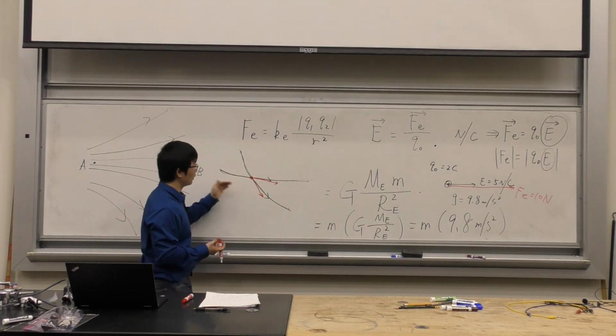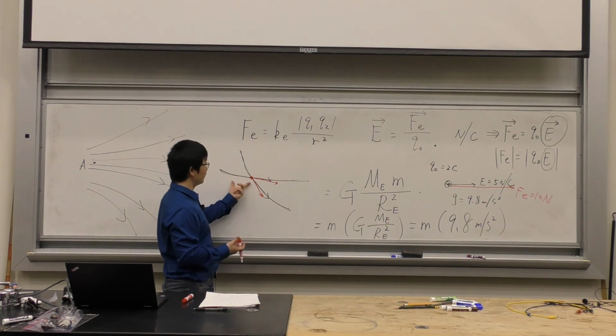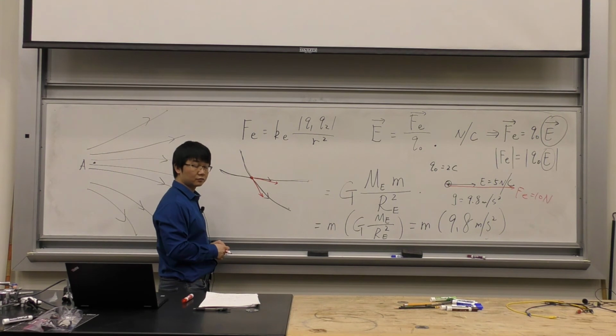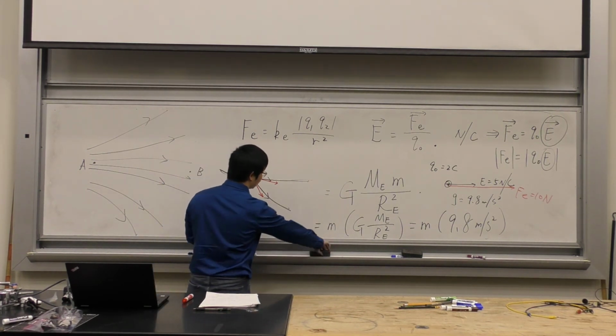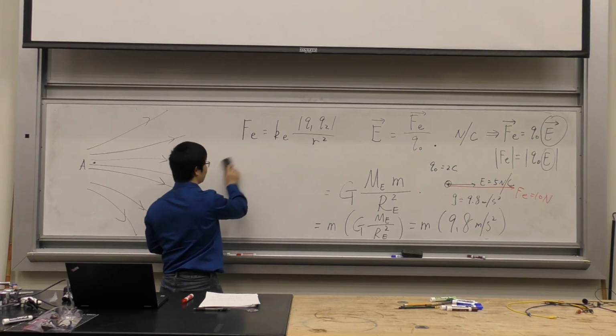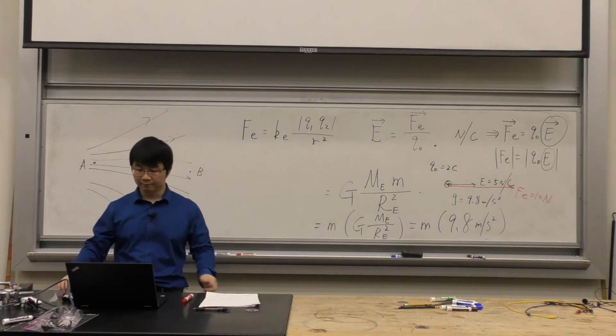But if you draw these two electric field lines crossing each other, then you can't determine which one is the actual direction of the electric field right at this point, right? So you can never draw that. You should never draw two electric field lines crossing each other, okay?